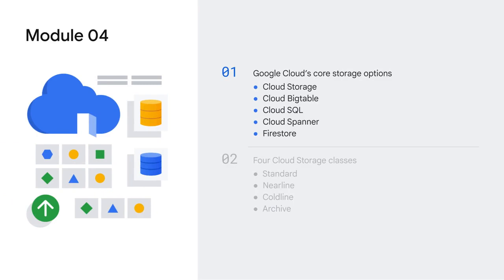In Module 4, you explored Google Cloud's 5 core storage options: Cloud Storage, Cloud Bigtable, Cloud SQL, Cloud Spanner, and Firestore. You also examined the 4 storage classes that make up cloud storage: Standard Storage, which is used for frequently accessed hot data, Nearline Storage and Coldline Storage, which are used for less frequently accessed cool data, and Archive Storage.